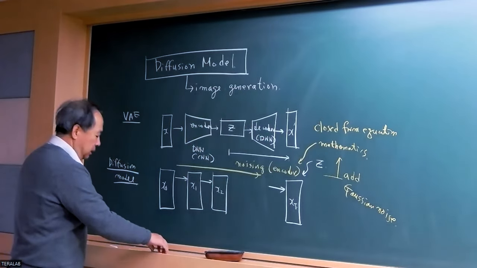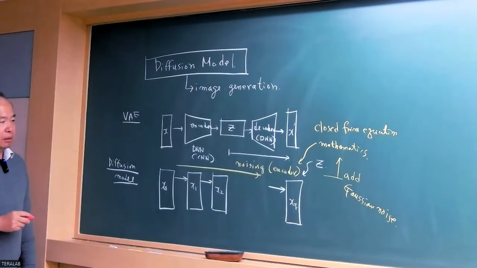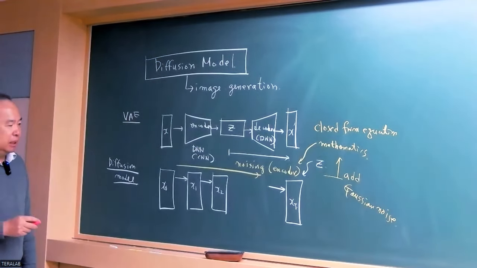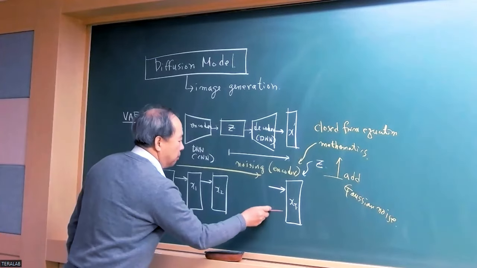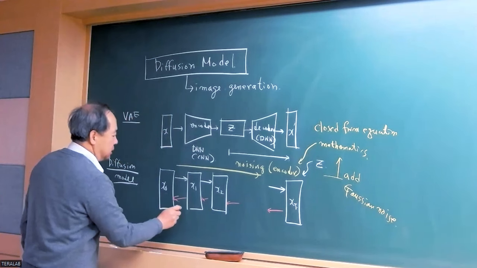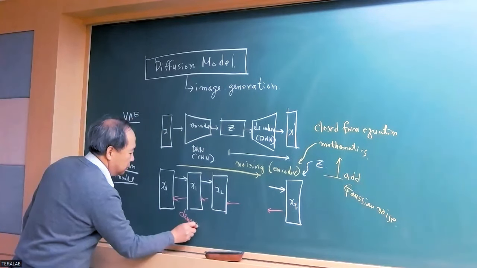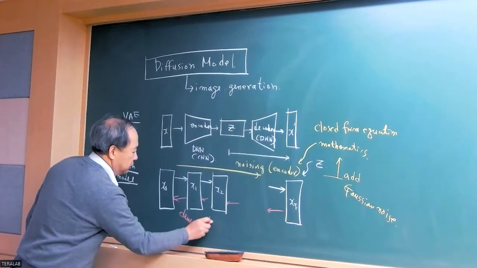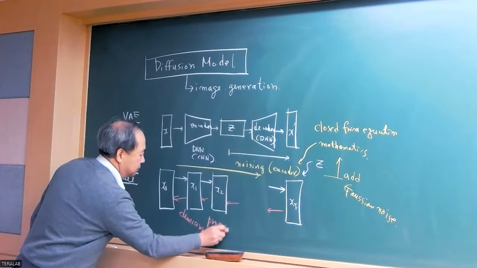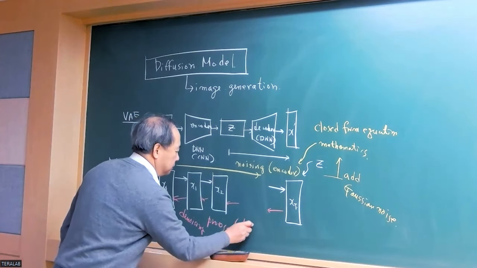Let's assume that we are in the G space, XT. Now we have to come back to the original image, which is called the denoising process. It's a kind of decoder.